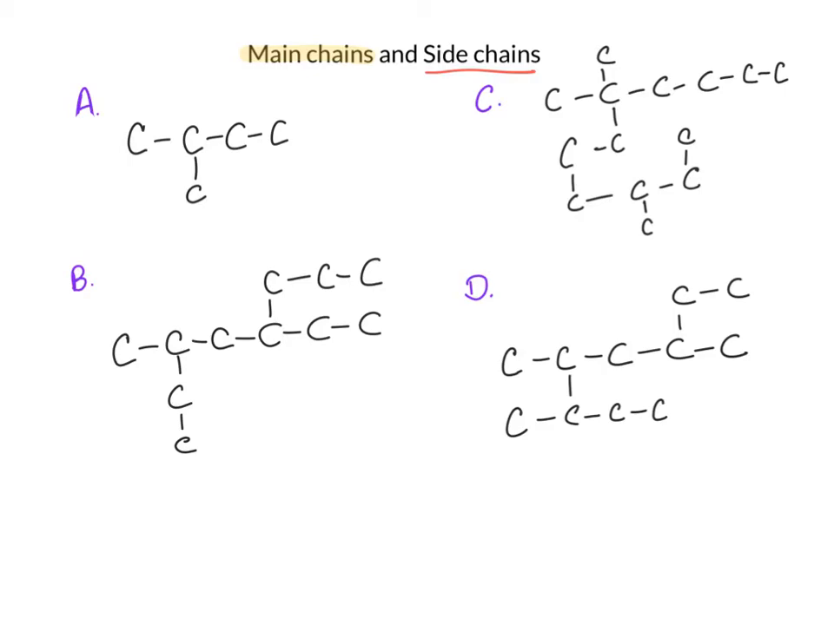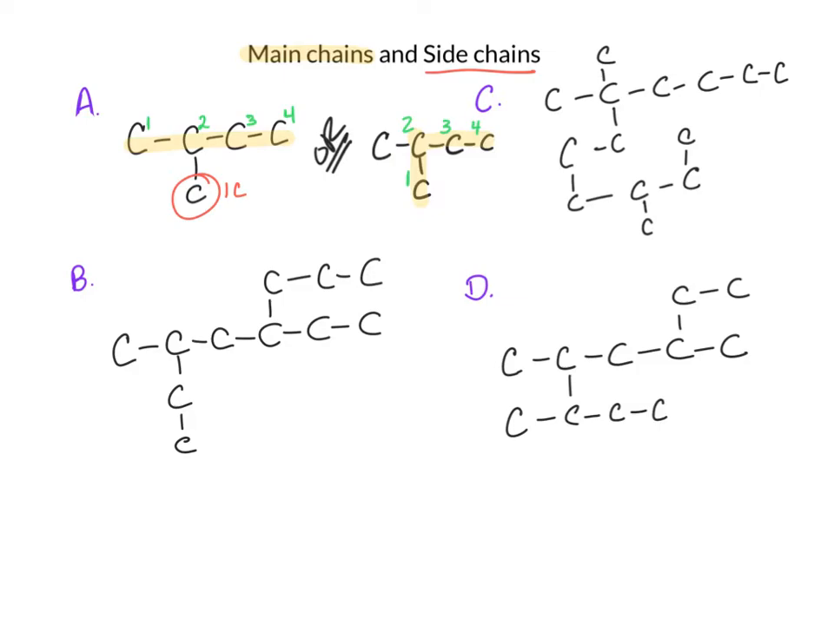So let's start with compound A. Notice that there are 4 carbons in a straight line, and there's 1 coming off as a branch. So the main chain here has 4 carbons, with a 1-carbon branch. In this case, you could have picked either the left-hand carbon or the one that's pointing down to be part of the chain or part of the branch.